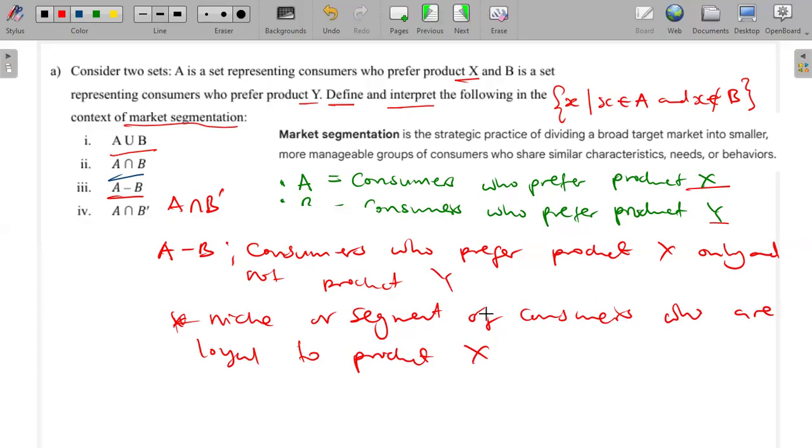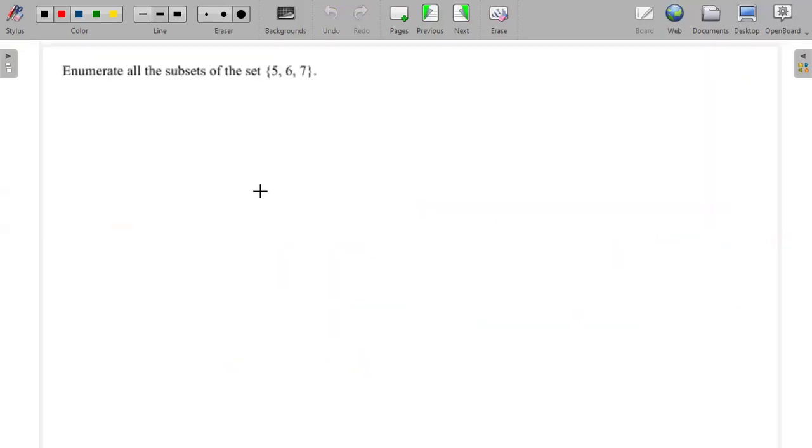So it means that they don't want anything to do with product Y. With them, it's always going to be product X. This is what this is showing us. Now, when you look at this A intersect B complement that follows, it's just the same interpretation. Consumers who prefer product X and do not prefer product Y. And of course, the interpretation is just the same as we have made here. Okay, so this is how you would answer this question here. Right. So let's move on to the next part.